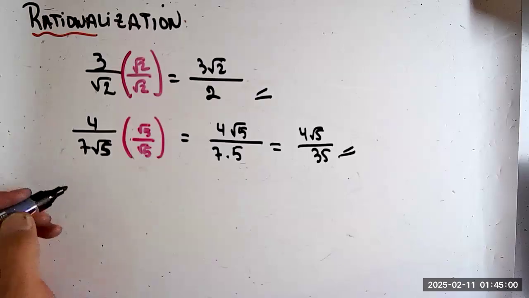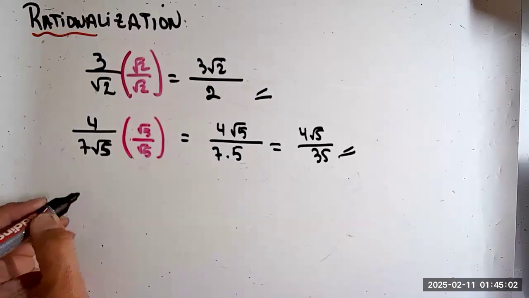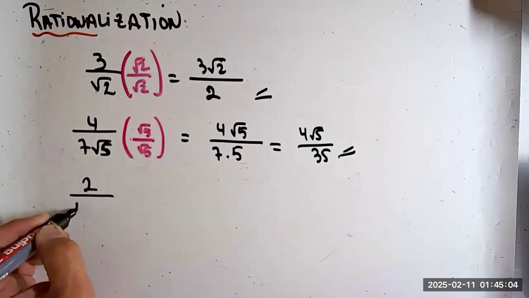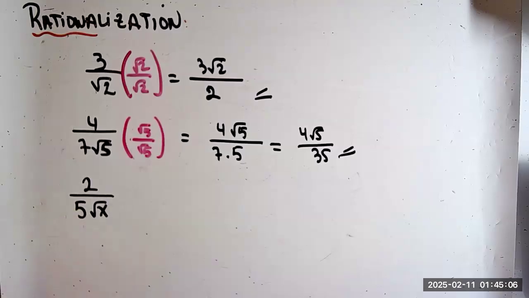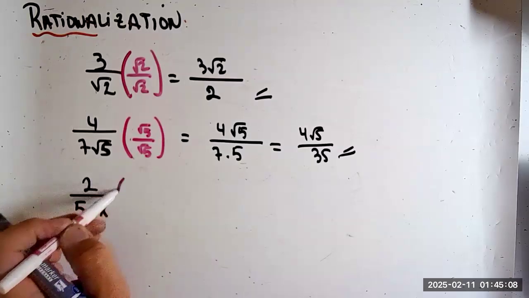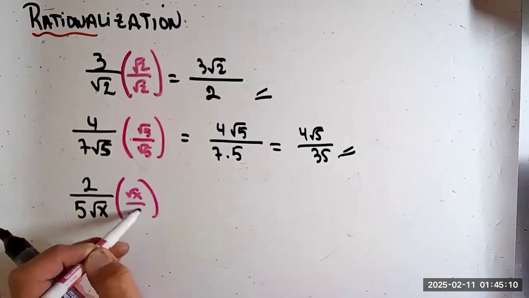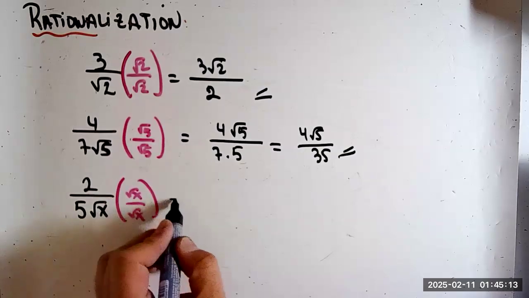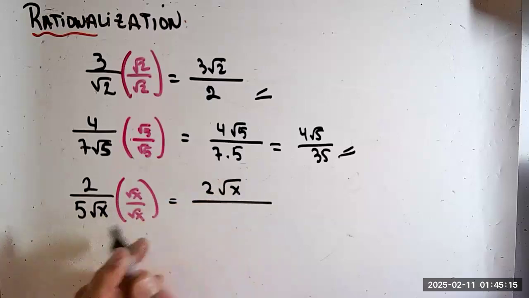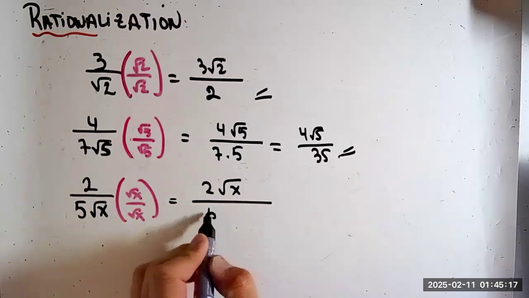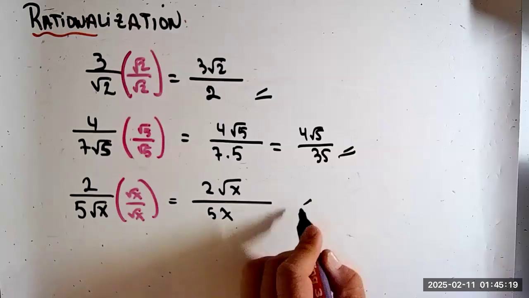Very difficult. I have 2 over 5 radical x. That's it. So we multiply by radical x over radical x. Final answer will be 2 radical x over 5 times x.